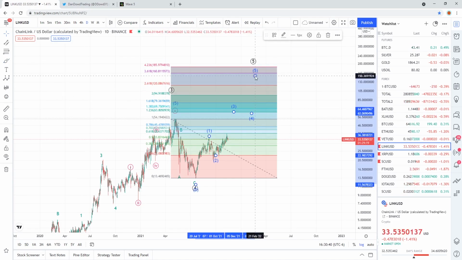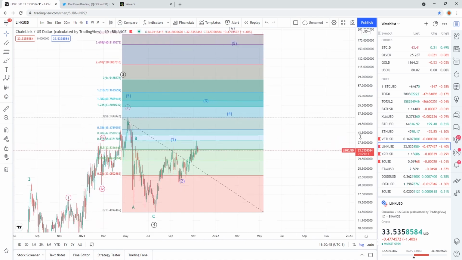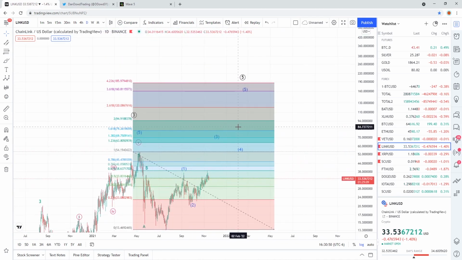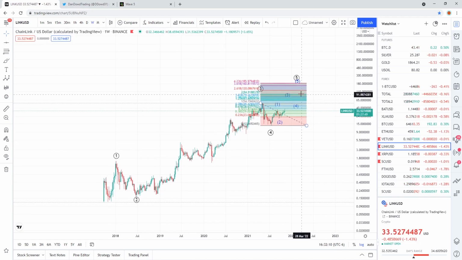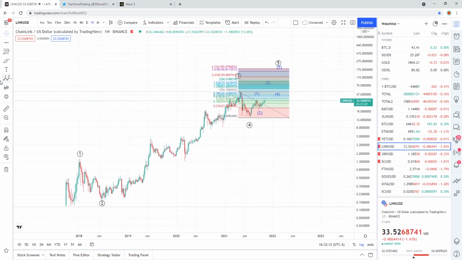Now if it does clear all of them Fibonacci extension levels, we may see this get up to around $180 to $190 at the very best case scenario. But it does have to clear all of these retracement levels on the way up. Now let's say it does breach these Fibonacci extension levels and it does get through $70 to $125. We may see it get up to $180 to $190.